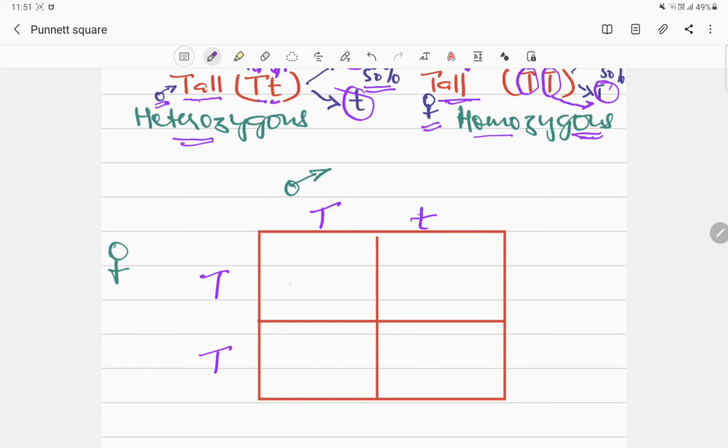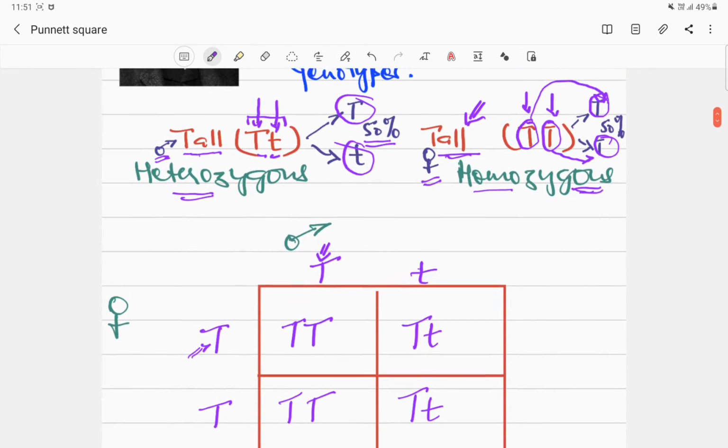Now let us start developing the combination. So what is the combination when these two gametes, let's say this particular pollen, fertilizes this particular ovum inside the plant body? We get a capital T and a capital T. And the other one, we get a combination of capital T and small t, then we get a capital T and a small t. Right, so these are the four possible outcomes.